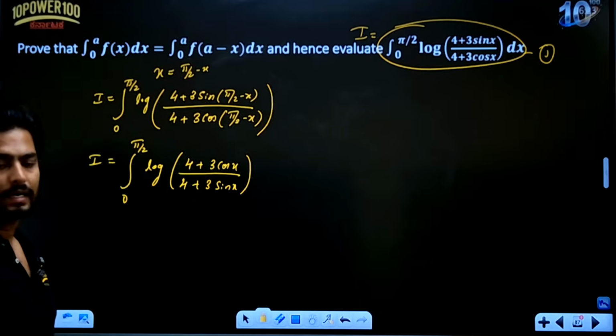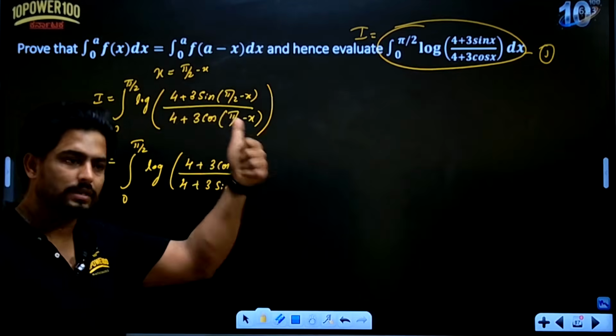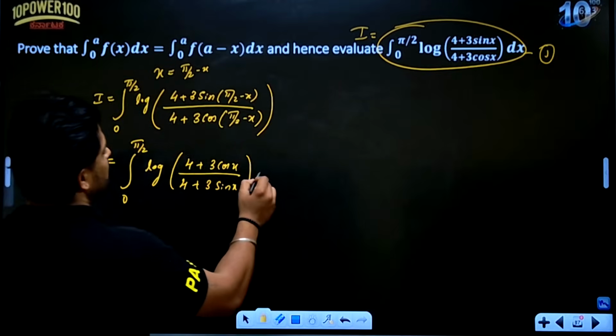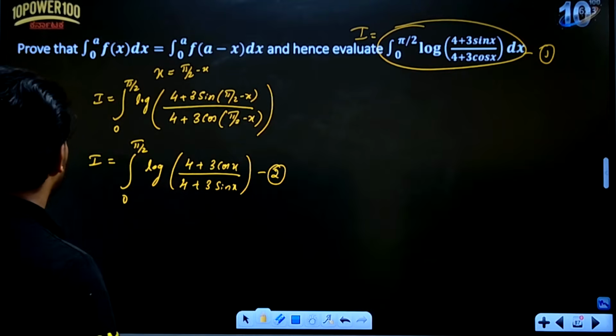Because it's allied angle, correct? So sin(90 - x) is actually cos x, and cos(90 - x) is sin x. So we get this one. Now this is equation number 2. Okay, now if we add equation 1 and 2, what do we get?